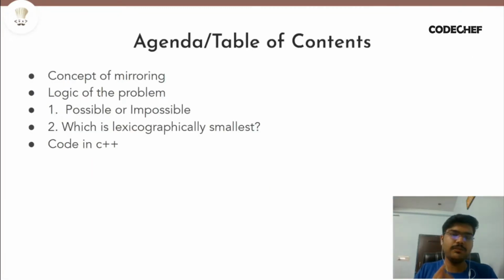Okay, so the agenda for today is: the first step will be to understand the concept of mirroring. After that, we'll move towards the logic of the problem. The logic of the problem is again divided into two parts. The first part is whether it is possible or impossible to make the string. If it is possible to make the string, then we'll come to the second part, that is which string is lexicographically smallest. And after that, we'll try to implement our logic in code written in C++. So this will be the agenda or the table of contents for today.